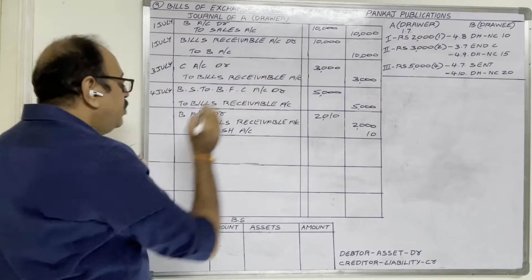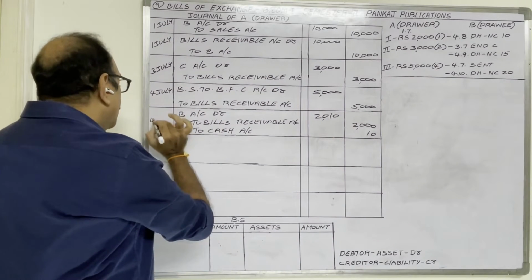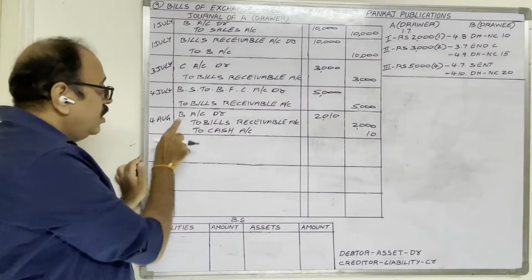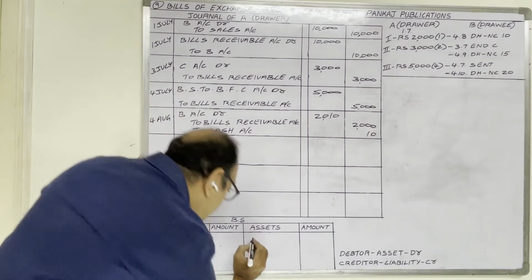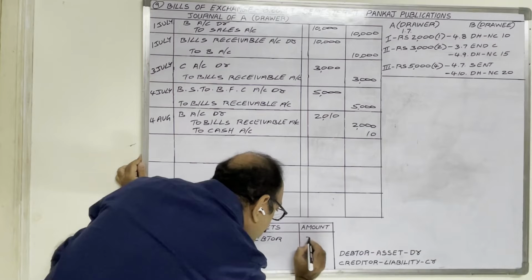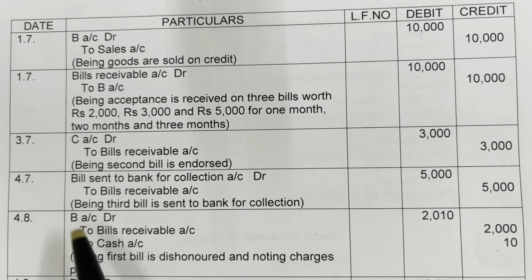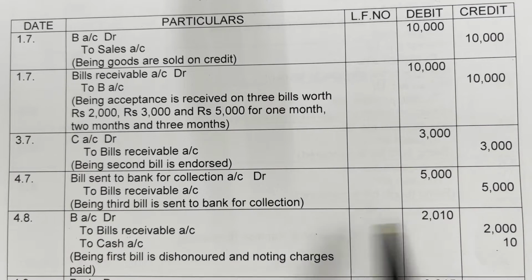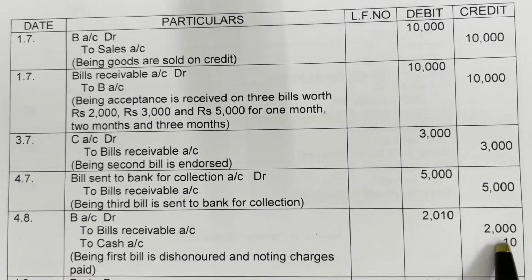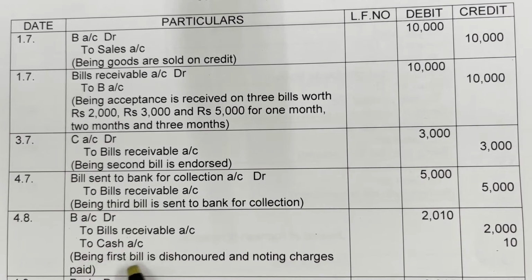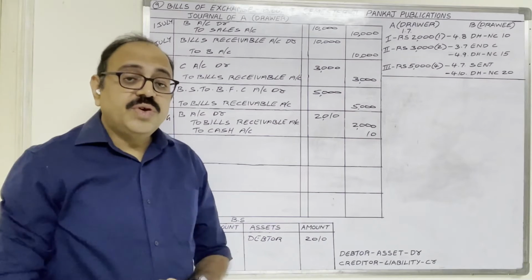Date, first bill due date, 4th August. What is the effect on balance sheet? Again a debtor asset is created now with 2,010 rupees. 4th August, B account debtor 2,010 rupees, to bills receivable account 2,000, to cash account 10 rupees. Narration, being first bill is dishonored and noting charges paid. Next entry is for what?